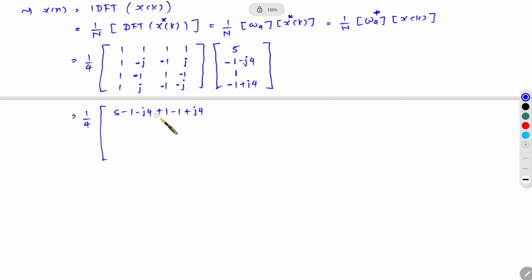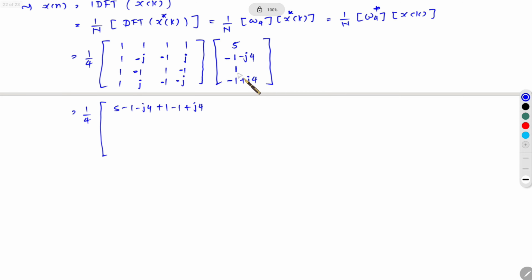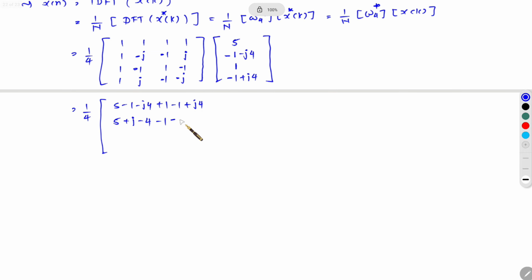Second element will be the second row into this column. So 1 into 5, that is 5. Then minus j into -1 will be plus j. Minus j into minus j4 will be plus j square 4, meaning -4. -1 into 1 is -1. Then j into -1 is minus j. And then j into plus j4, so plus j square 4, meaning -4.